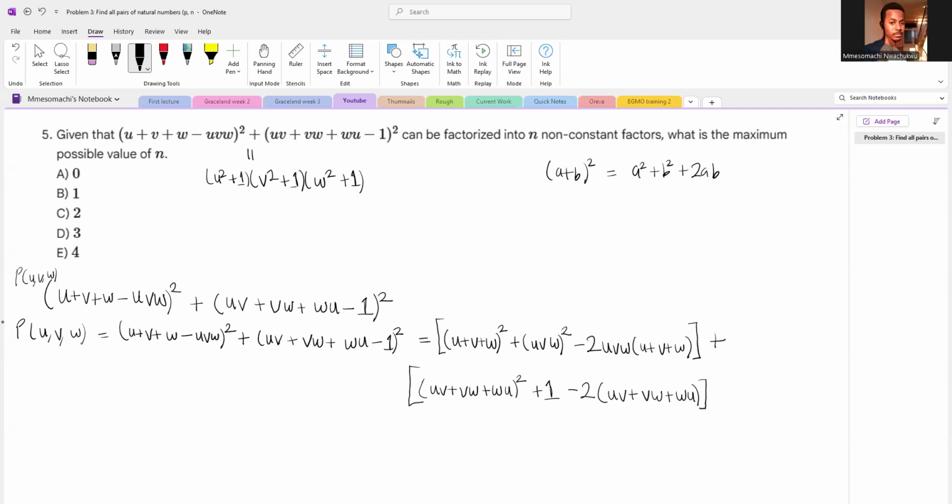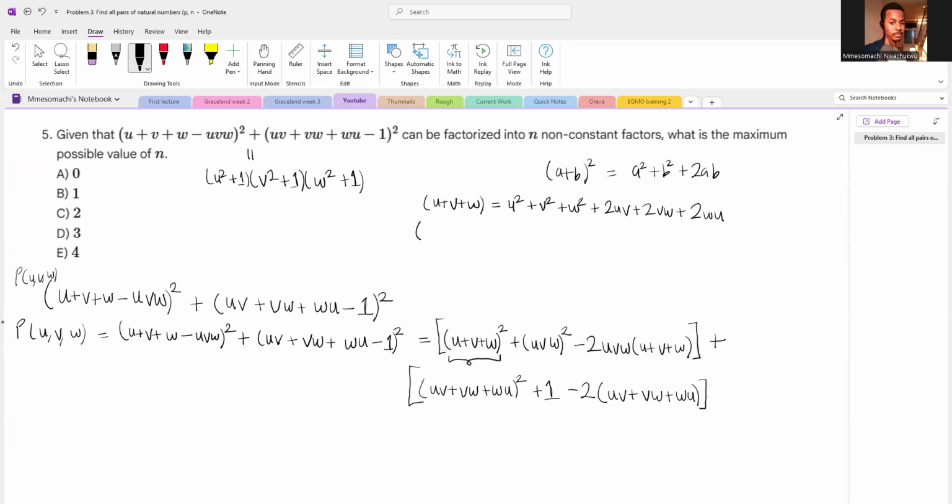Now in the first bracket, we can look at this expression here. (u + v + w)² is going to be equal to u² + v² + w² + 2uv + 2vw + 2wu. So this first expression is going to be this. It's the same idea as expanding a trinomial square, so this is quite a popular expression.